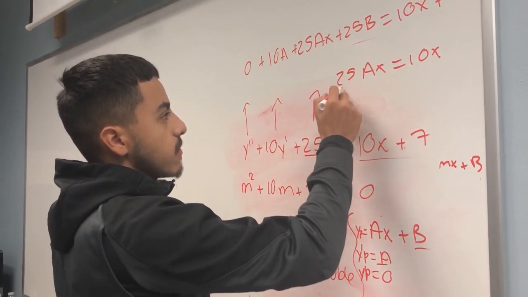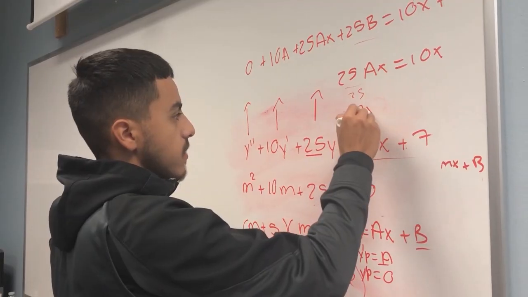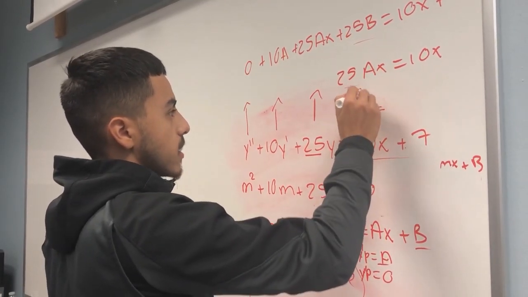I guess we just divide by 25 first. If a of x equals... or we can just divide by 25x, sorry.